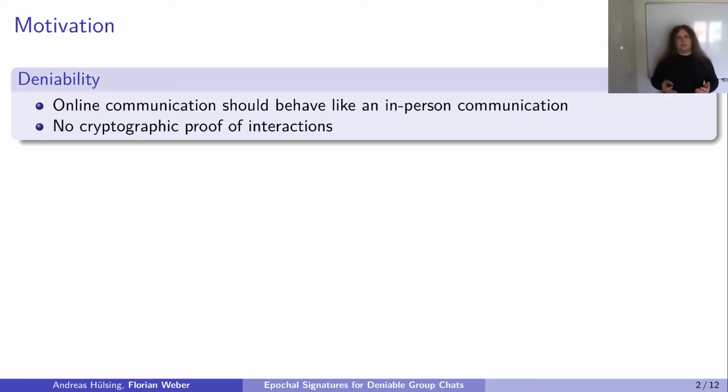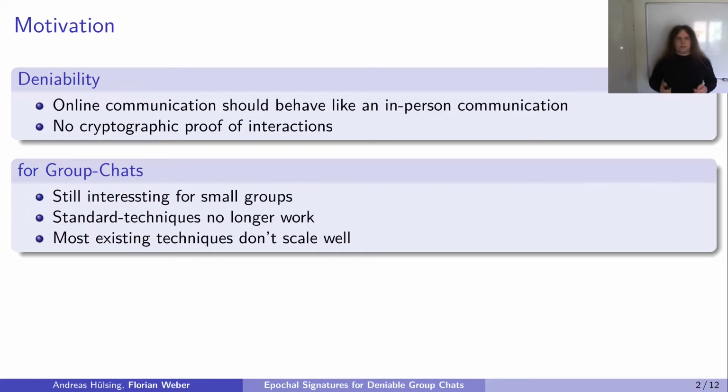There is an argument to be had on whether this is a desirable property. However, losing this property means that the desirable notion of an offline communication and an online communication behave in the same way no longer applies. The reason why this is desirable is that this makes for a very easy to explain security model that even lay people can understand.